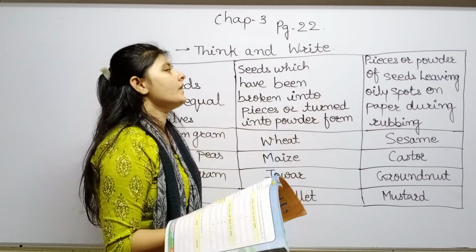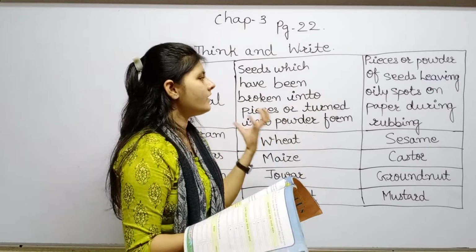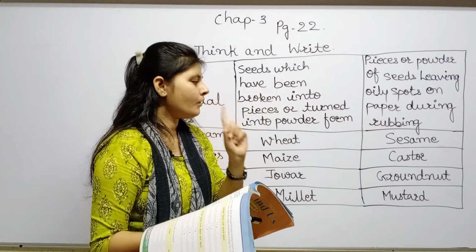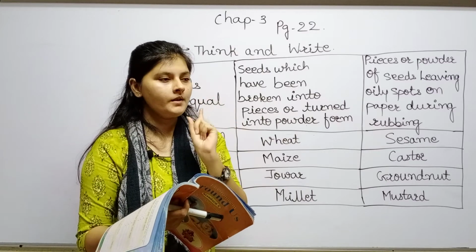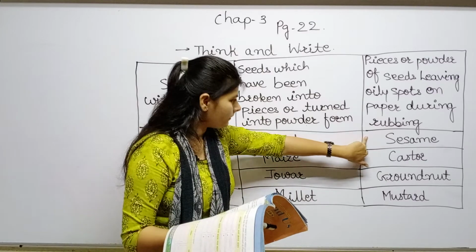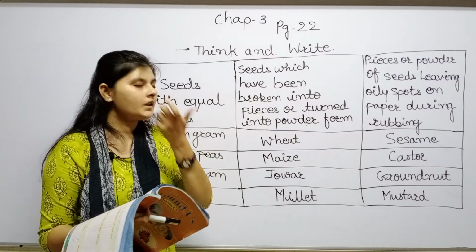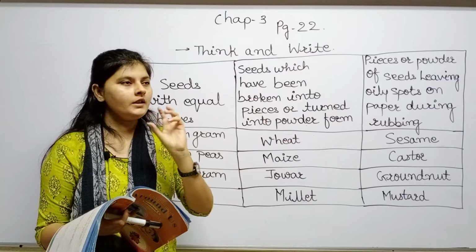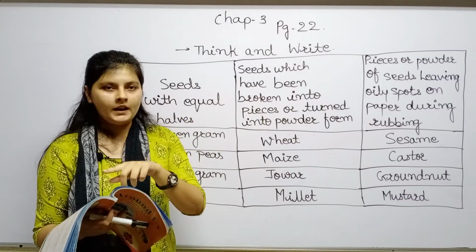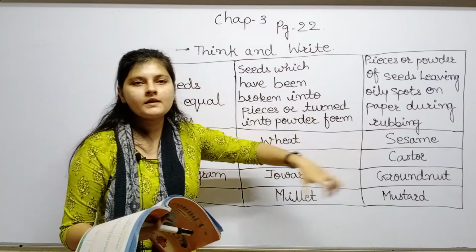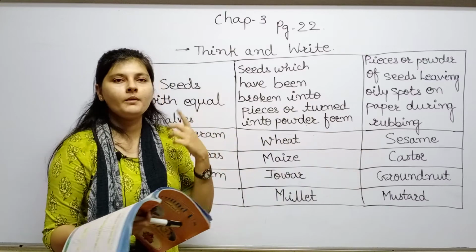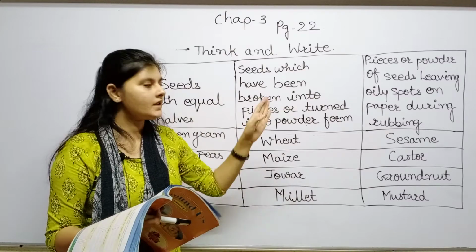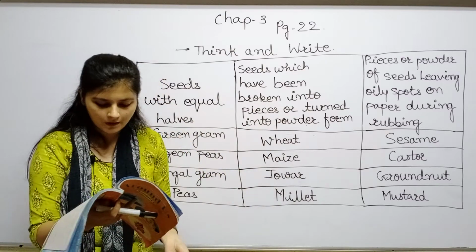The next thing is that pieces of seeds leave oily spots on a paper during rubbing. If you think once, you have heard about these kinds of oils which your mom talks about. So the first thing is sesame. Sesame means til. The til laddoos you eat during Uttarayan can be black and can be white, right. So you have heard about sesame oil. You have heard about castor oil, then groundnut oil and then mustard oil. You must have heard about all these oils at some point, right.